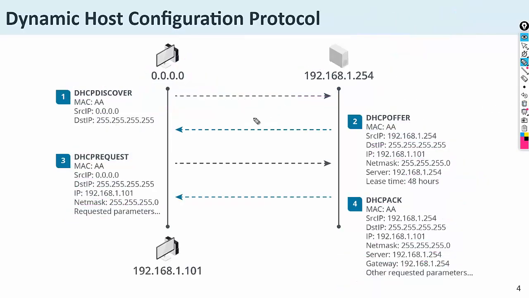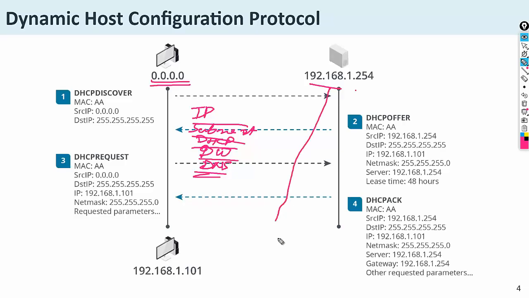So when the client gets the DHCP configuration from the DHCP server, it will get the IP address, the subnet mask, and after the subnet mask, the DHCP server, default gateway and DNS configuration. All these configurations are provided by the DHCP server.